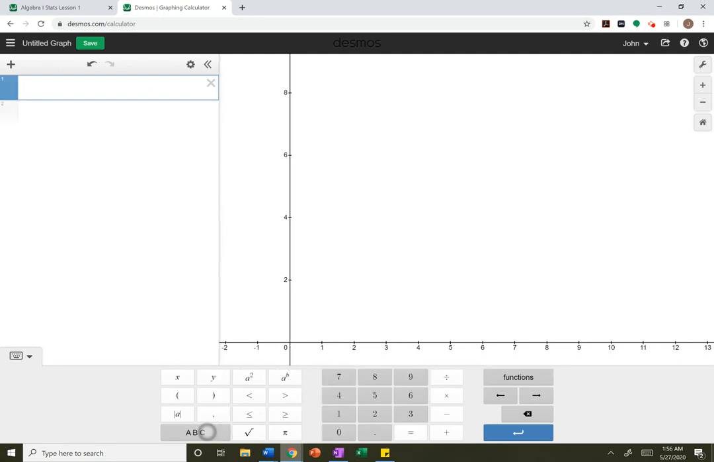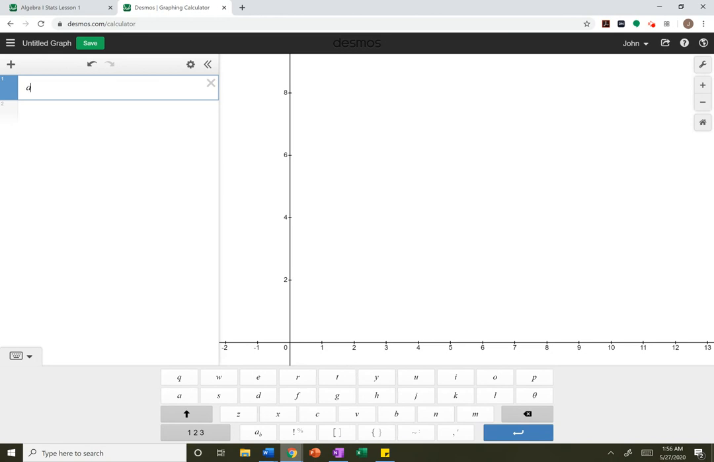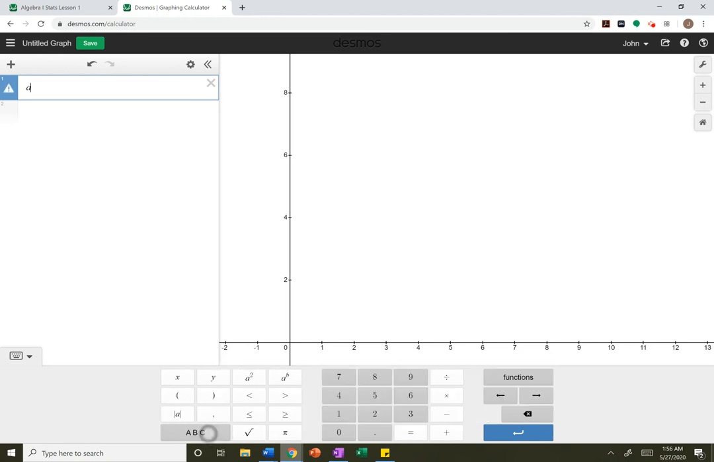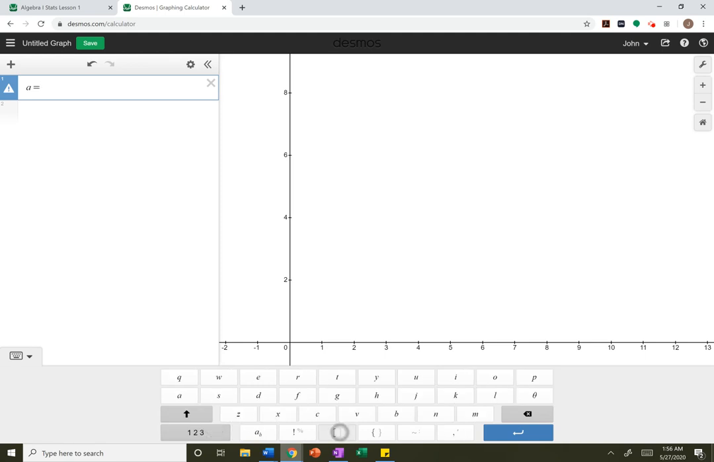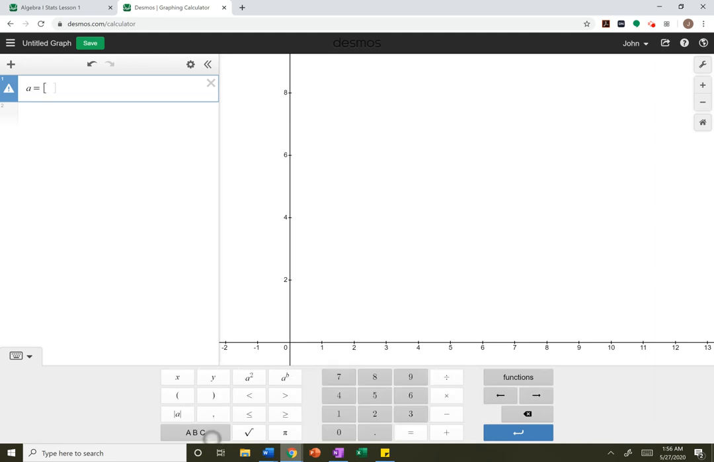So I'll call it lowercase a. A equals, so I'm going to make a list of data here. Well, how do I make a list? I use these square brackets. A equals, and now I have to type in all those numbers. But I already took a picture of this on my phone, so I'm ready to go. Here we go. Here comes the fun part. 0, 1, 2, 2.